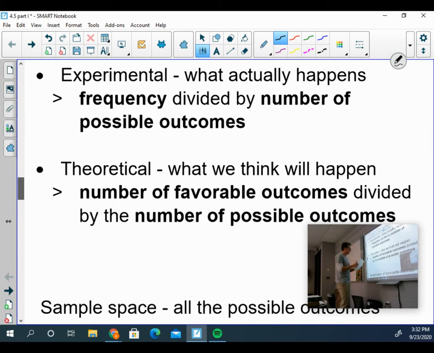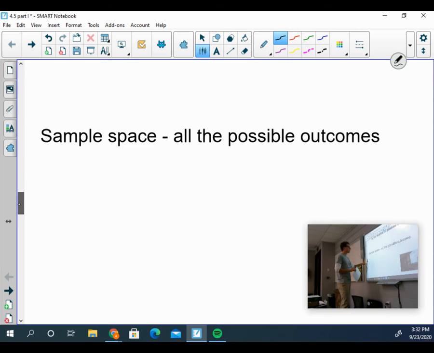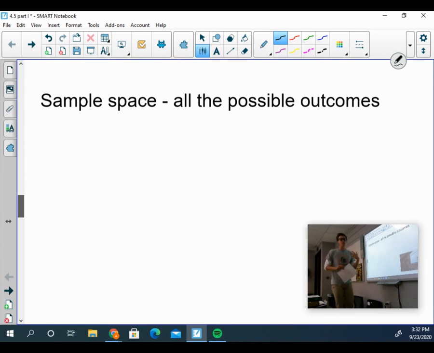Please write those down. What is the sample space? Well, the sample space is the fancy word you might hear us use in probability for all the possible outcomes. If I roll a die 8 times, the sample space is 8. Or the sample space of all the possible outcomes for rolling a die is 6. Okay? The sample space: 1, 2, 3, 4, 5, 6.